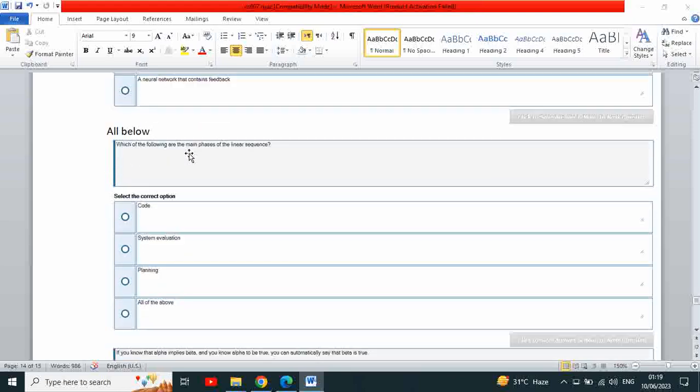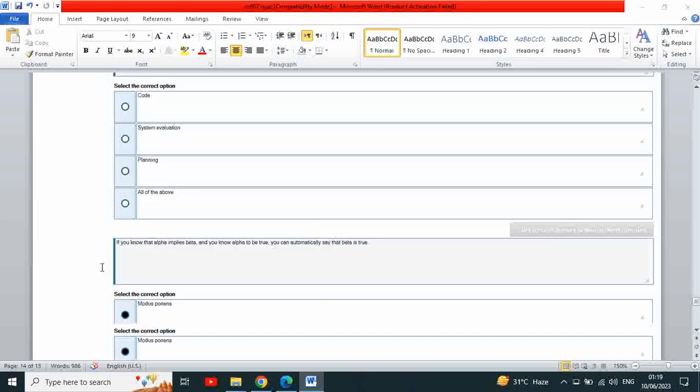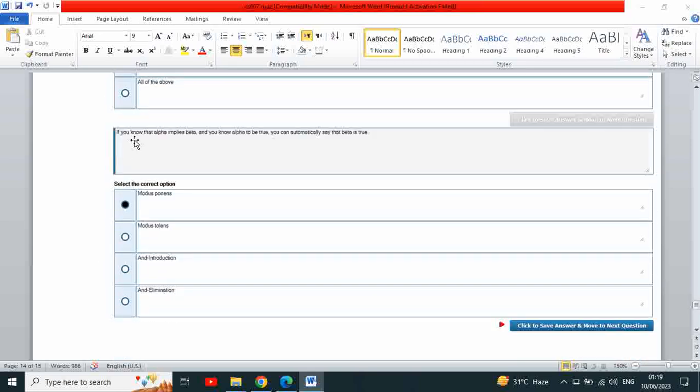Which of the following are the main phases of the linear sequence? Codes, system evaluation, planning. ये तीनों ही हैं इसमें. इसके all of the following, ये option पे आपने click करना. If you know that alpha implies beta and you know alpha to be true, you can automatically say that beta is true. Modus ponens.